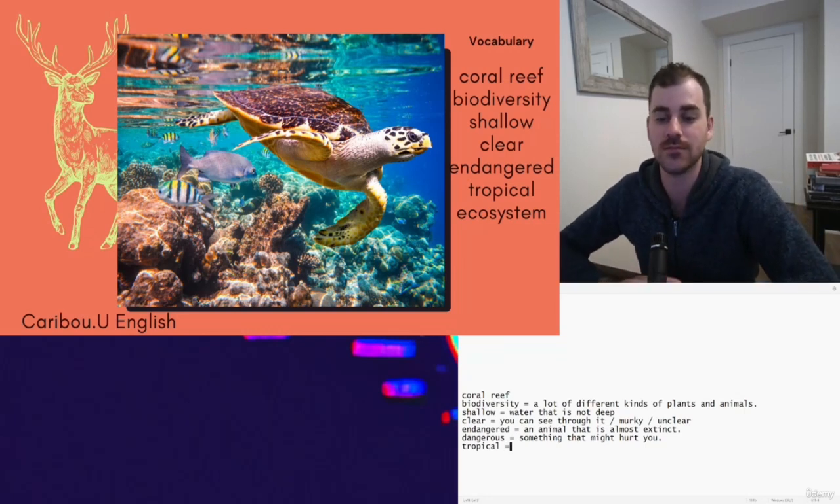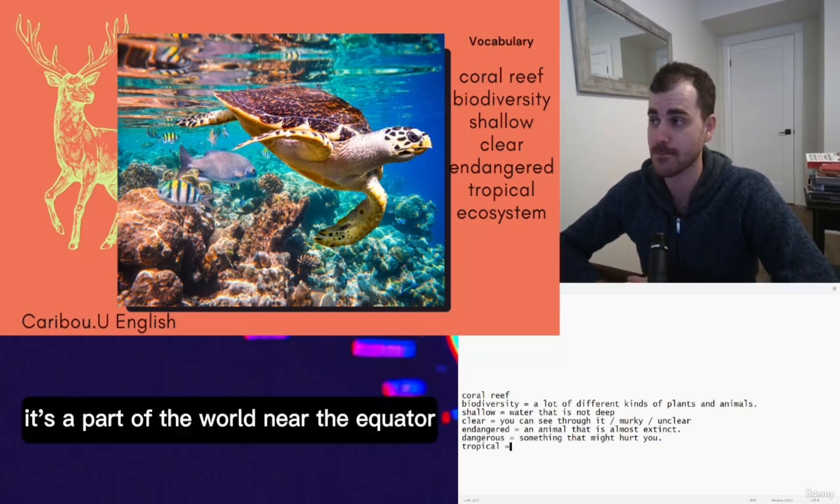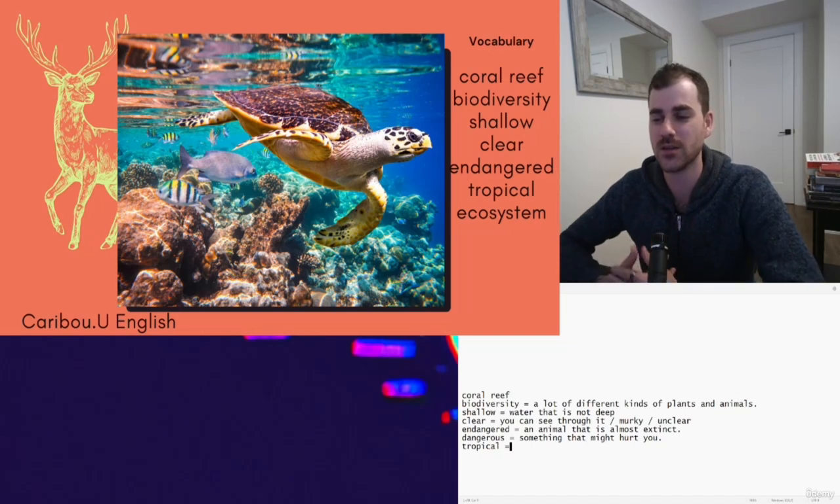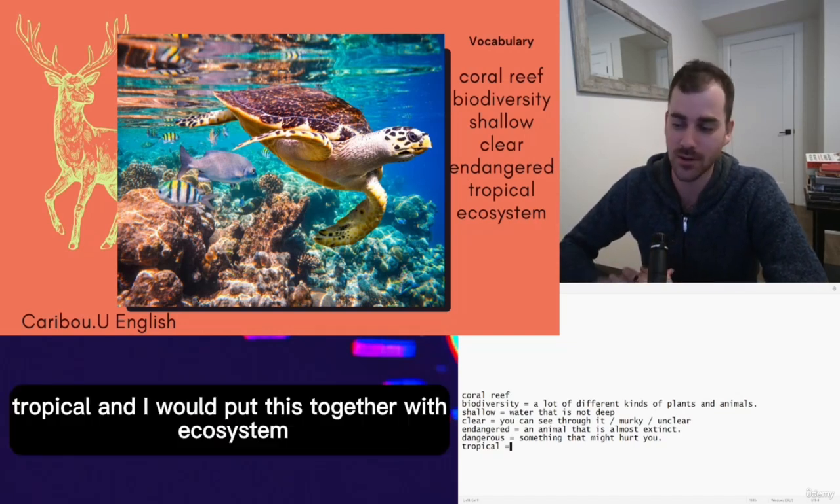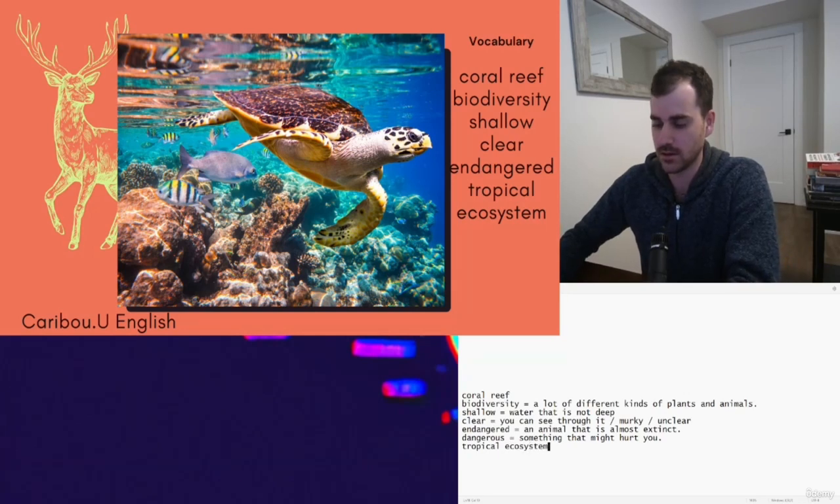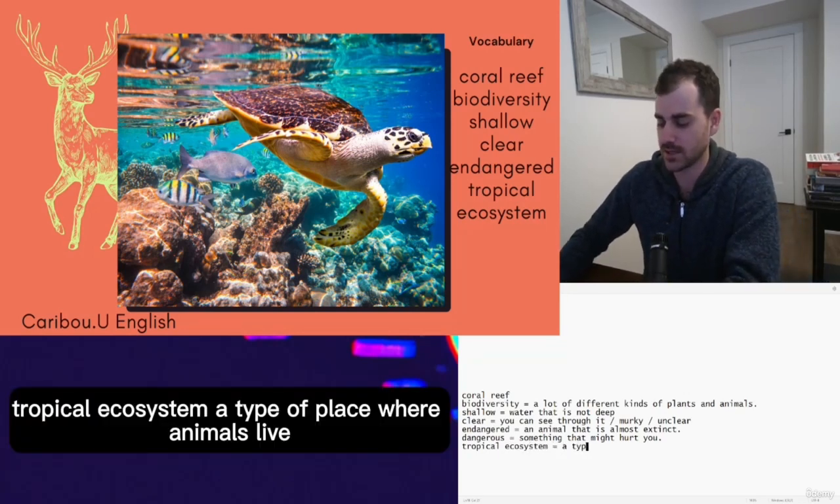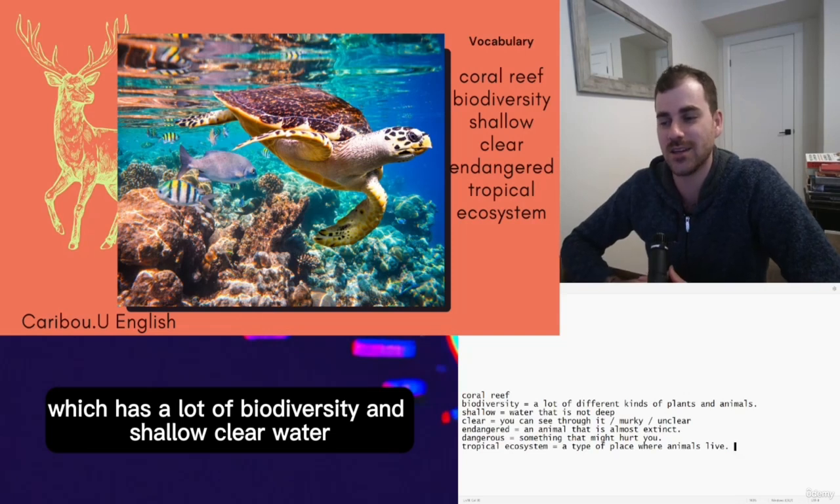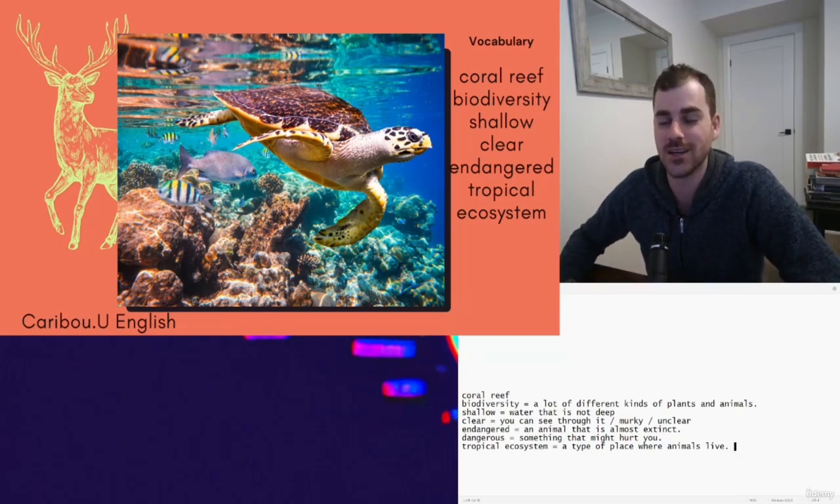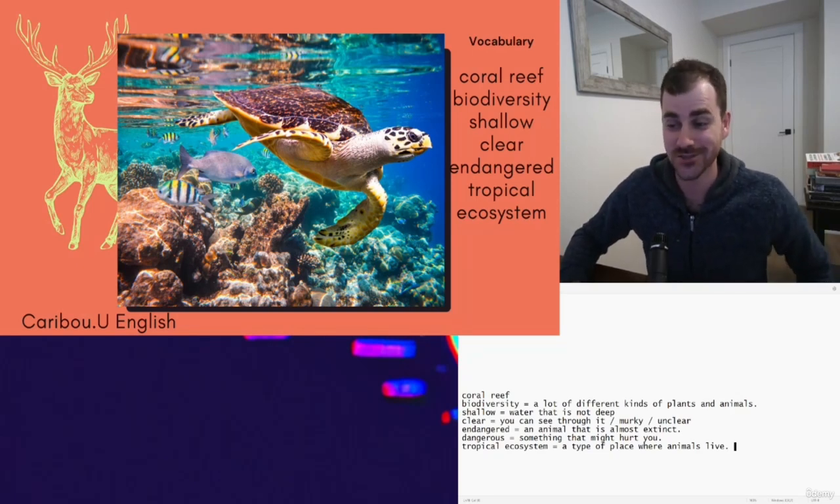Tropical. It's a part of the world near the equator, tropical, and I would put this together with ecosystem. Tropical ecosystem, a type of place where animals live. So in this photo, we can see a tropical ecosystem, which has a lot of biodiversity and shallow, clear water. There's a beautiful sea turtle, which sadly is endangered.